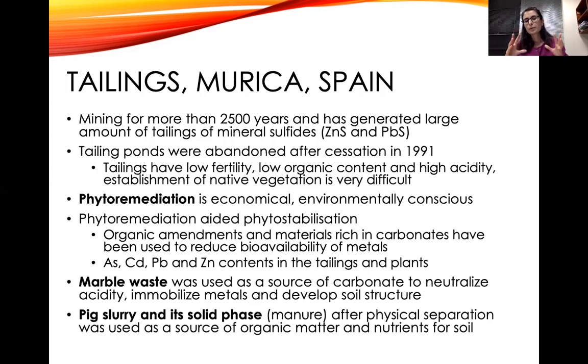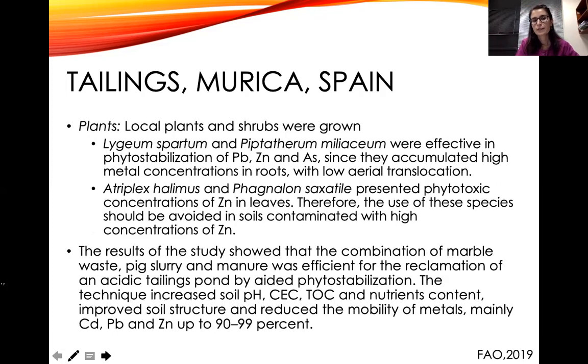So they used marble waste carbonates to neutralize the acidity, and then the metals were sort of made immobile. Then pig slurry and solid phase pig manure was used as food for the microorganisms or plants that were residing there. And then that was used to treat the wastewater.